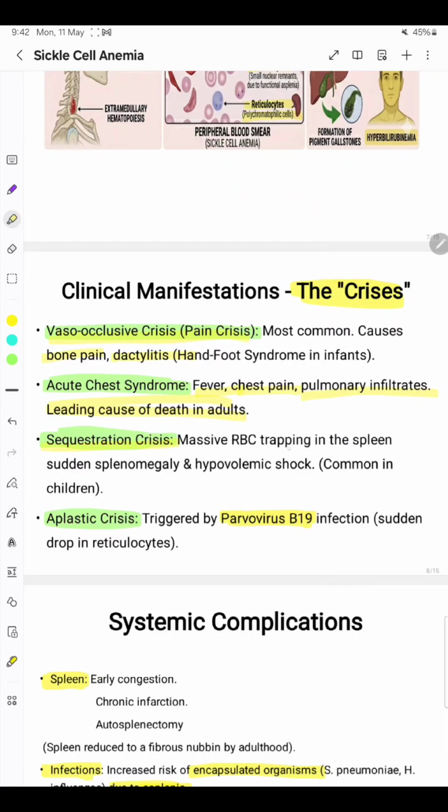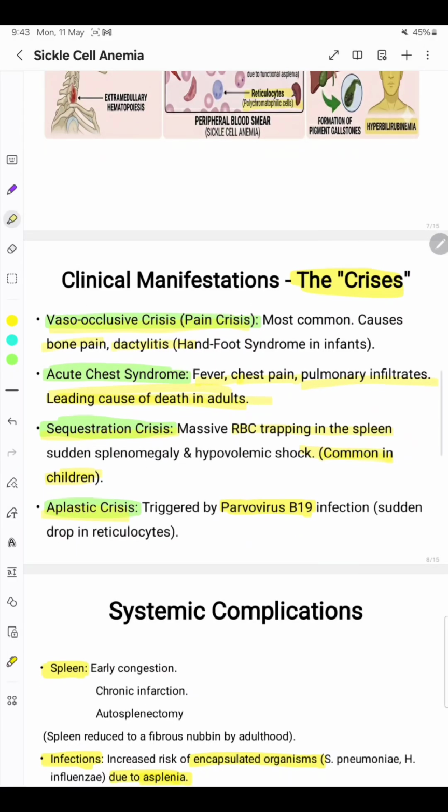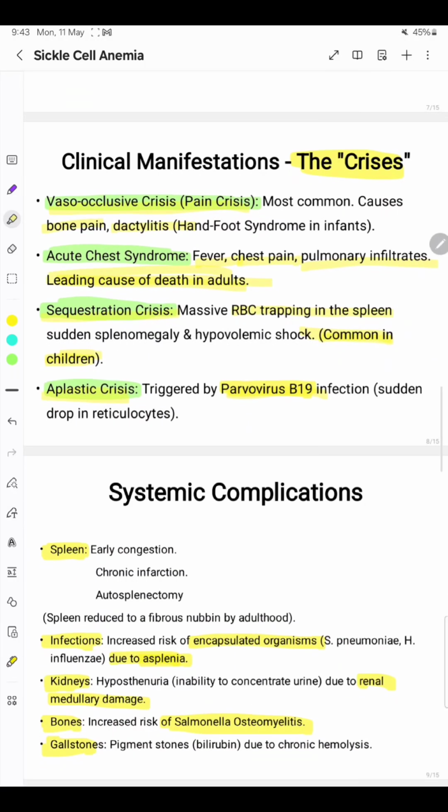Sequestration crisis: massive RBC trapping in the spleen results in sudden splenomegaly and hypovolemic shock, which is common in children. Acute chest syndrome is the leading cause of death in adults. Aplastic crisis is seen in individuals with sickle cell disease, triggered by parvovirus B19 infection, and results in a sudden drop in reticulocytes.